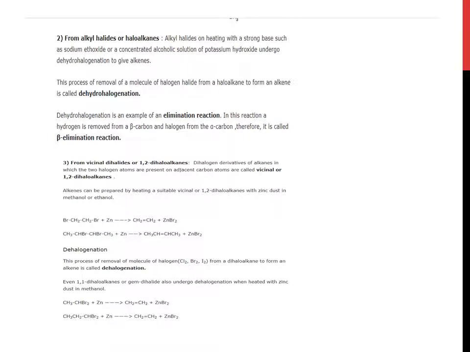Number 2, from alkyl halides or haloalkanes. Alkyl halides on heating with a strong base such as sodium ethoxide or a concentrated alcoholic solution of potassium hydroxide undergo dehydrohalogenation to give alkenes. Now what is dehydrohalogenation? The process of removal of a molecule of halogen halide from a haloalkane to form an alkene is called dehydrohalogenation. Dehydrohalogenation is an example of elimination reaction. In this reaction, a hydrogen is removed from beta carbon and halogen from alpha carbon. Therefore, it is called beta elimination reaction.